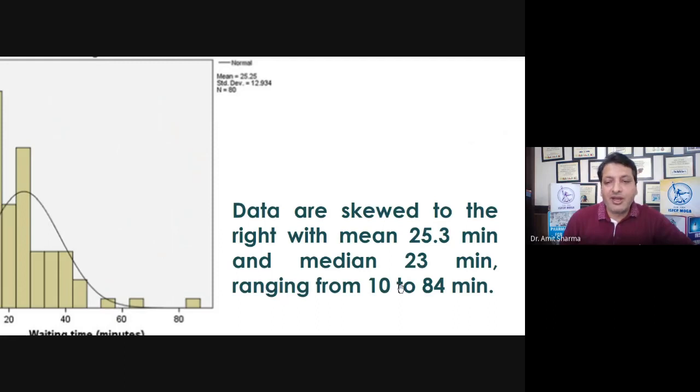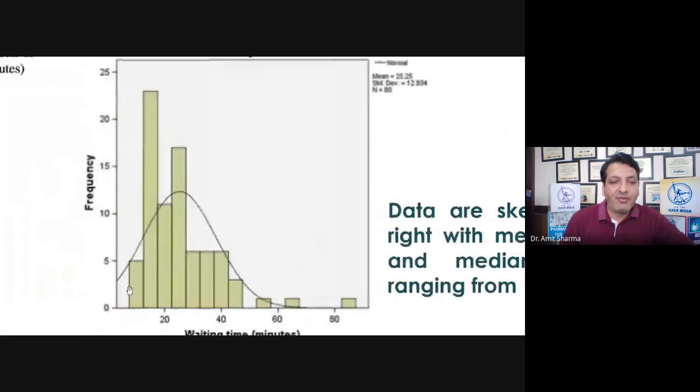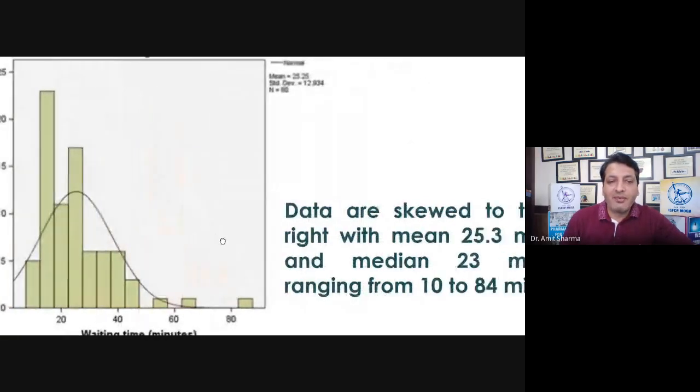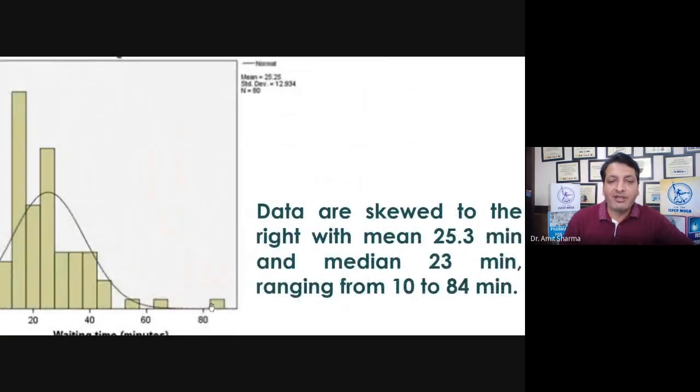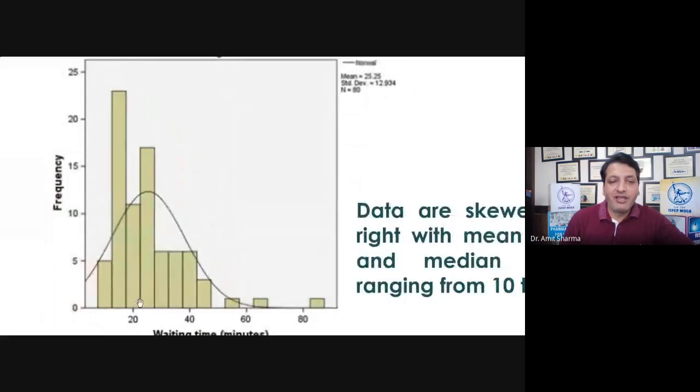So the range of data in this graph is from 10 to 84. The minimum waiting time was found to be 10 minutes and the maximum time was found to be 80 minutes, because here the range is very vast, from 10 to 80. So we can say that if we have a median nearby around 40 or 42, then the data was found to be normally distributed somewhere here. If you have a bell-shaped curve like this, we can say that the data is normally distributed.